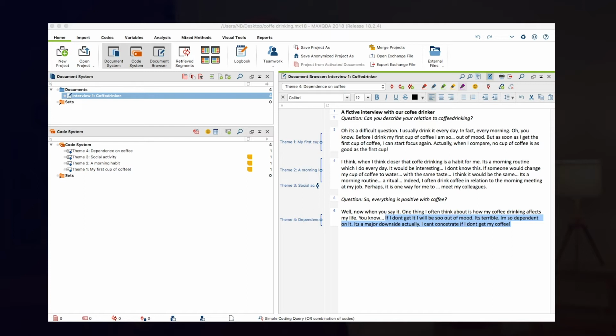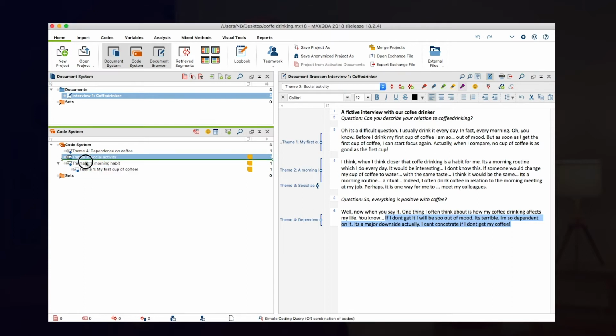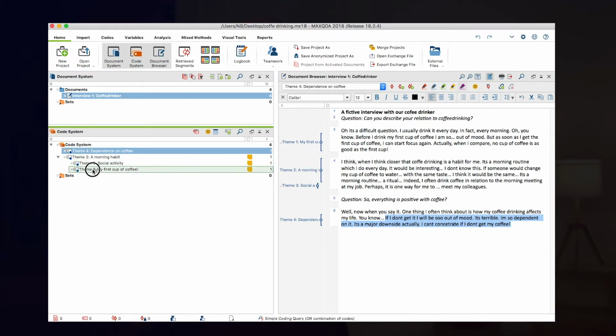But you have also started to organize the concepts. You have started to relate them to each other. How are the themes related to each other? Which theme is most central to the person's coffee drinking? Perhaps it's coffee drinking as a morning ritual that is the most important theme, and that the first cup of coffee, the dependence on coffee, and the social aspects of drinking coffee, they are some kind of expressions of the morning ritual.